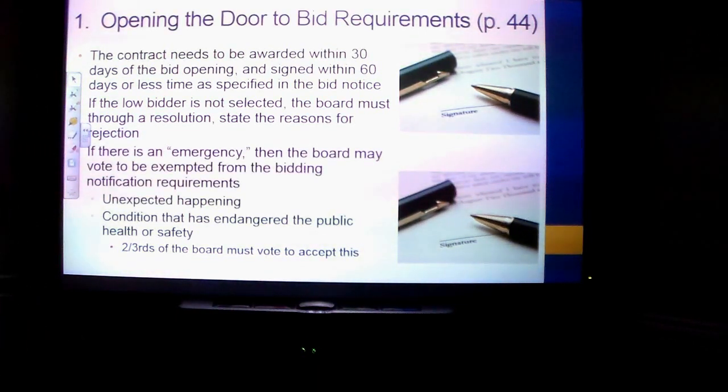If the board doesn't select them, they have to have reasons for it. Meaning, I didn't like this low bidder because they did this in an inappropriate manner. I looked at the work that they did in a neighboring district, and I could see that it wasn't appropriate.